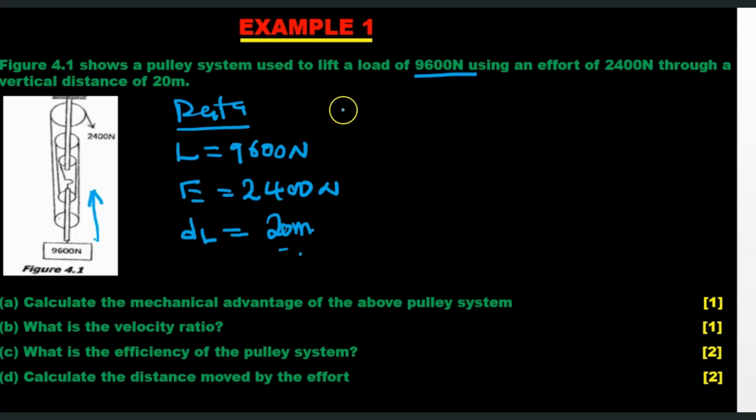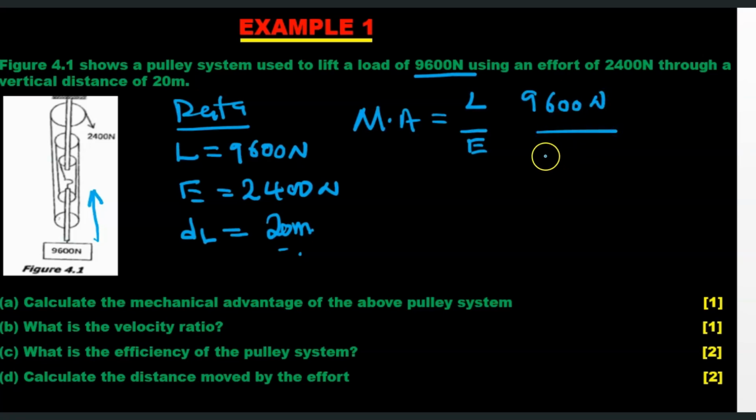Mechanical advantage, we still apply the formula that we've learned. Mechanical advantage is equal to the ratio of load to effort, load over effort. Now what is our load? Our load is 9,600 Newton. And what is our effort? Our effort is 2,400 Newton. If we divide here, what are we going to have? That is 96 divided by 24, and the answer is 4. So our mechanical advantage is 4.